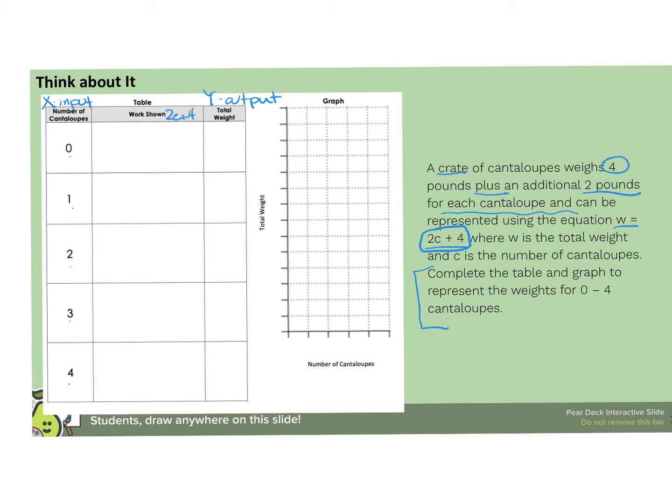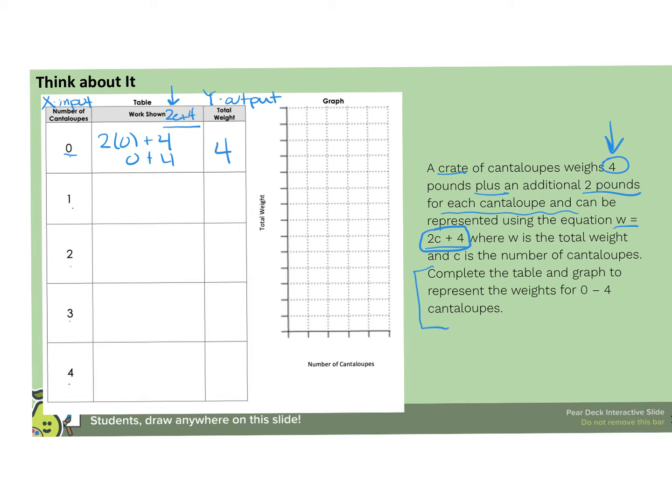So how do I fill in this table? Well, we're going to take 2c plus 4, but in the place of c, we're going to put the number of cantaloupes. So here we have 0 cantaloupes. So we're going to write 2 times 0 plus 4. This is going to give me the total weight, because if you remember, the crate weighs 4 pounds by itself. So if I don't have any cantaloupes in my crate, it should be 4 pounds, which it is.